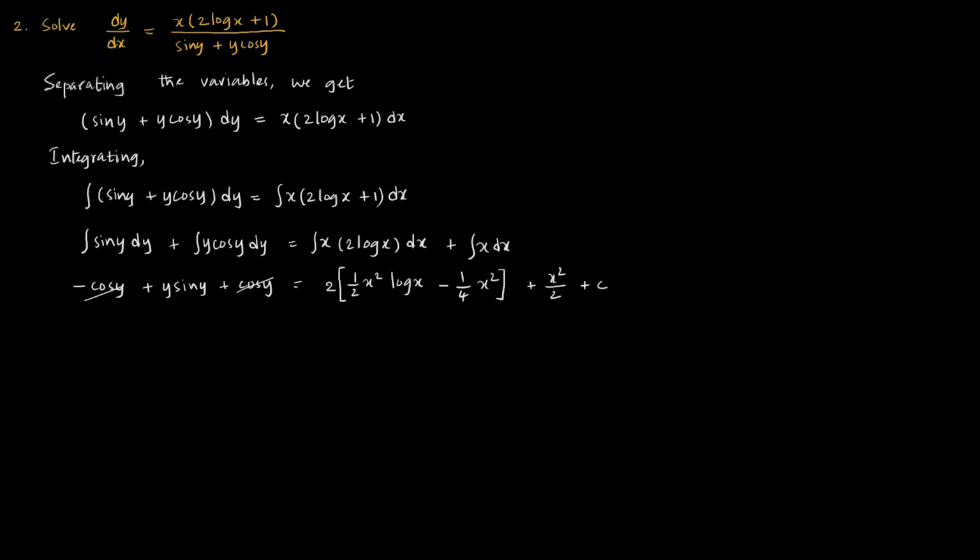Then we have y sin y equals x square log x minus x square by 2 plus x square by 2 plus c. Minus x square by 2 and x square by 2 get cancelled. Finally, we have y sin y equals x square log x plus c, which is the required solution.